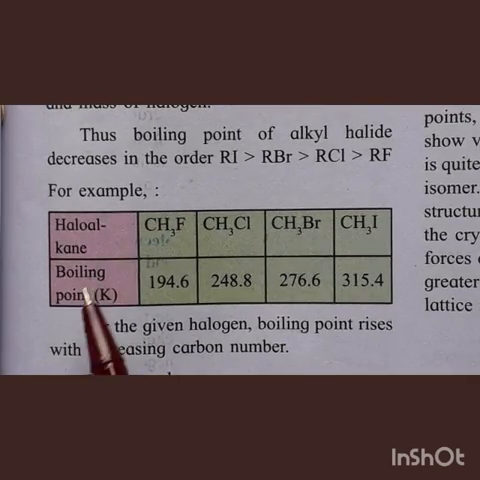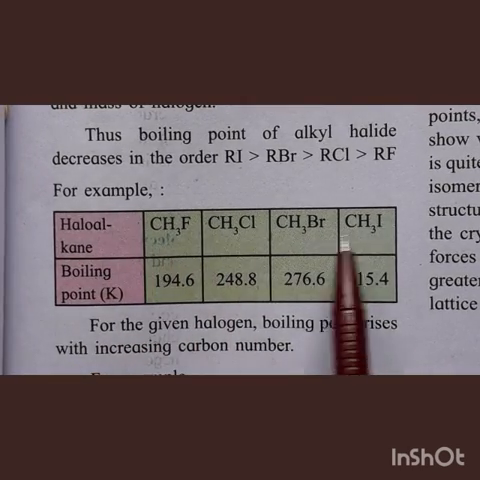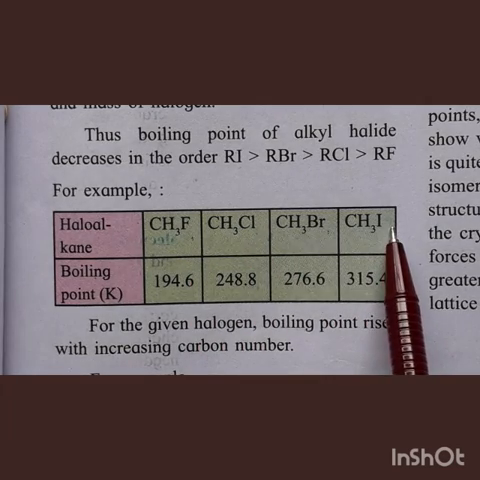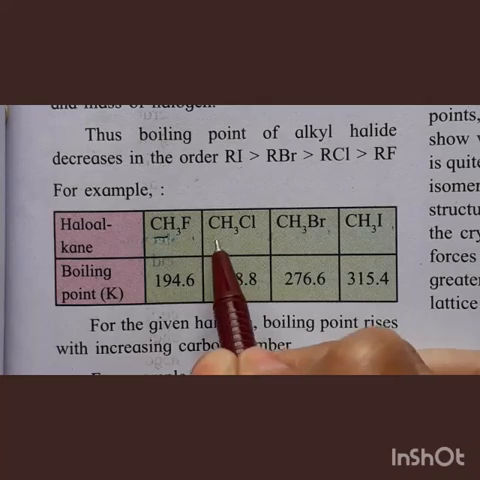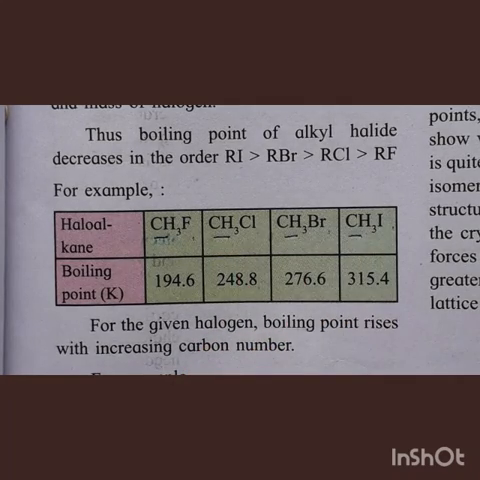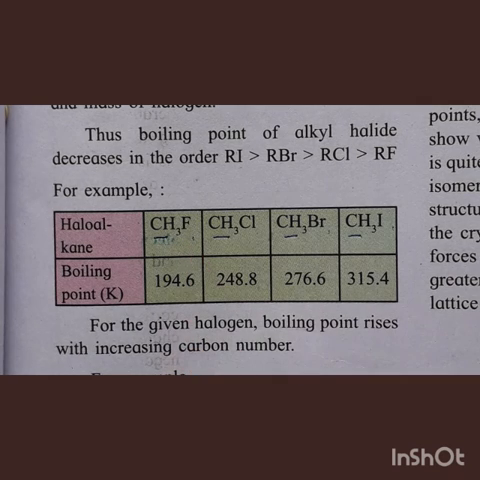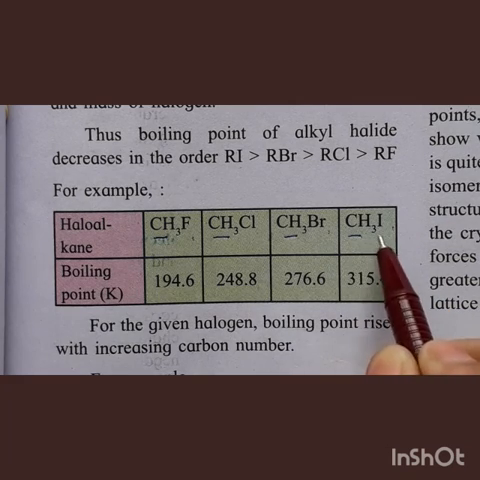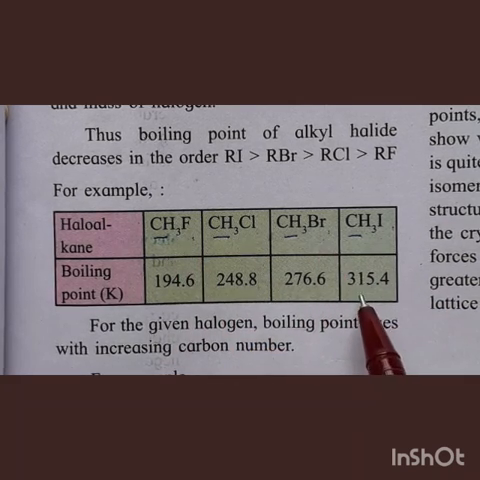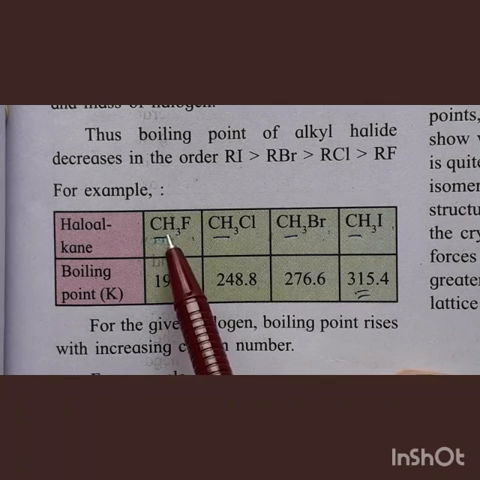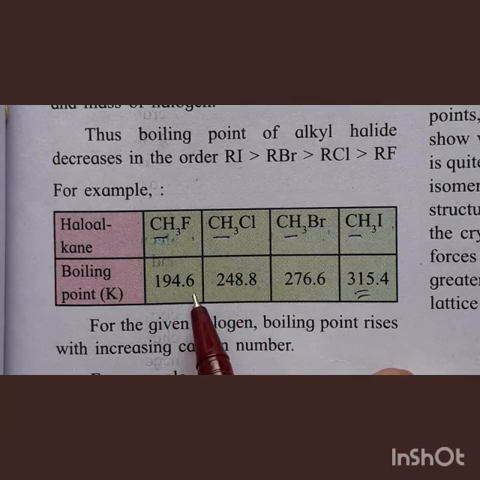You can see here haloalkanes are given: methyl fluoride, methyl chloride, methyl bromide and methyl iodide. The alkyl group present in all these compounds is the same, methyl group is there, but halogens are different. Here iodine, bromine, chlorine and fluorine. So what I told you, as the molecular mass increases, boiling point also increases. Molecular mass of this compound is greater as compared to these three, and that's why the boiling point of this compound is greater, 315.4, and that of alkyl fluoride 194.6.